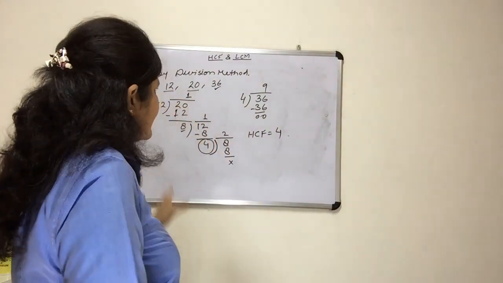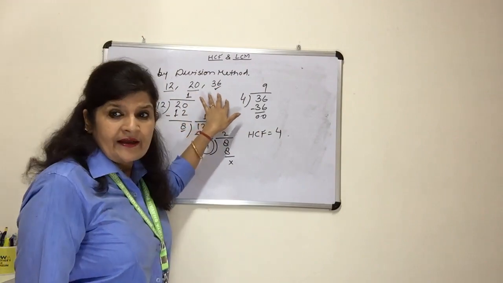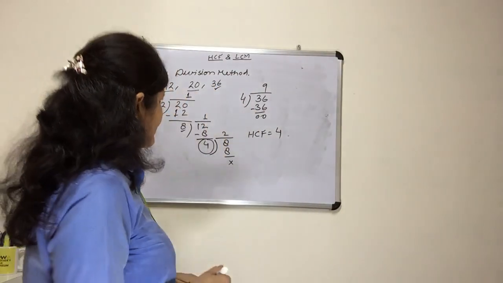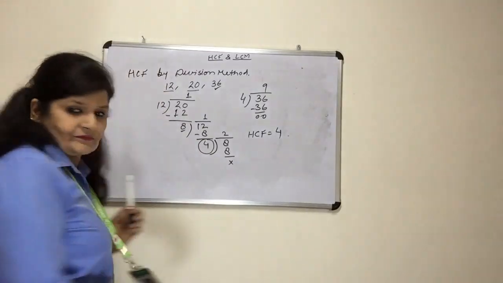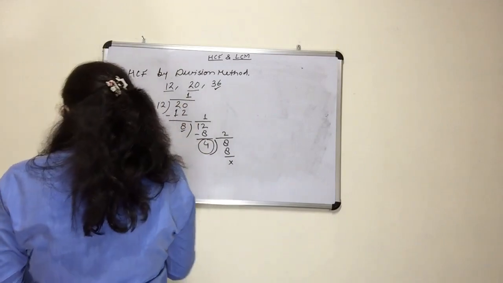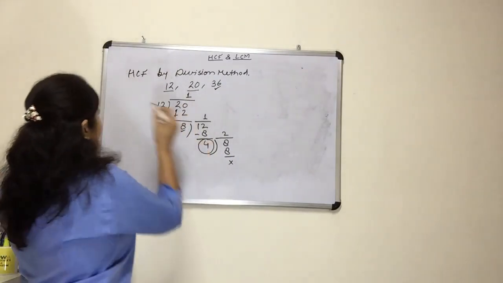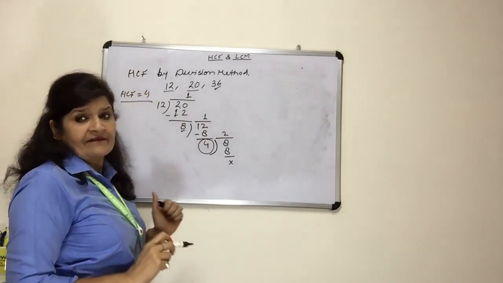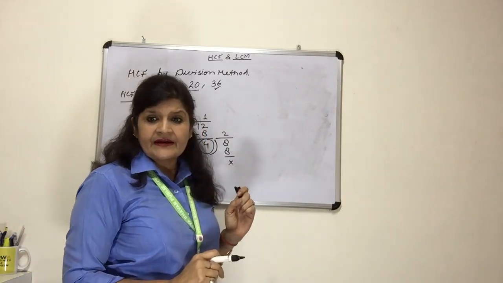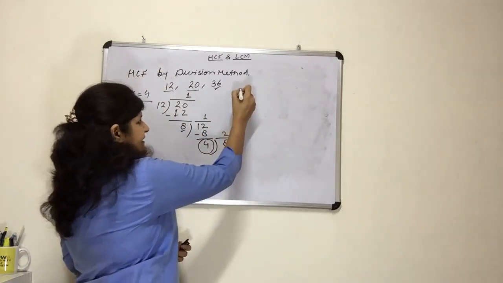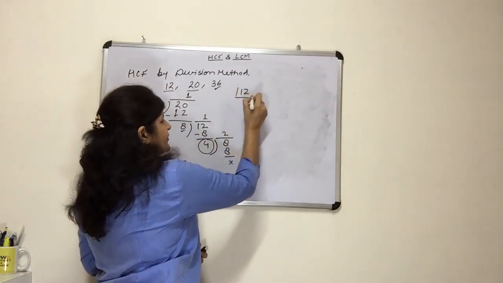Now you can see that these three numbers are here. And if we do the prime factorization, will we get the same answer? Let us try. We will check whether we get the same answer. I am writing the HCF is 4 here. So we can check whether, if we do the prime factorization method, the other method, the answer will be the same or not. So let us try the prime factorization method for this question.